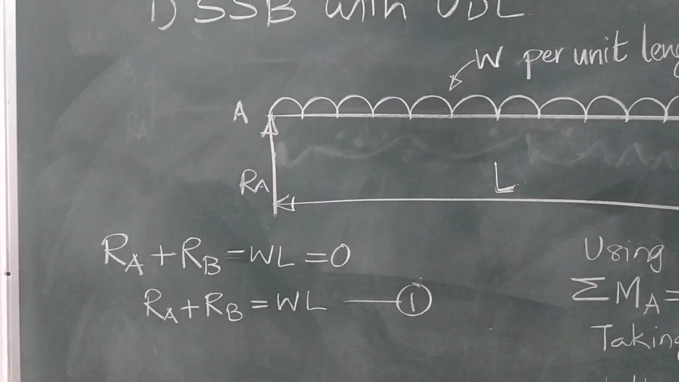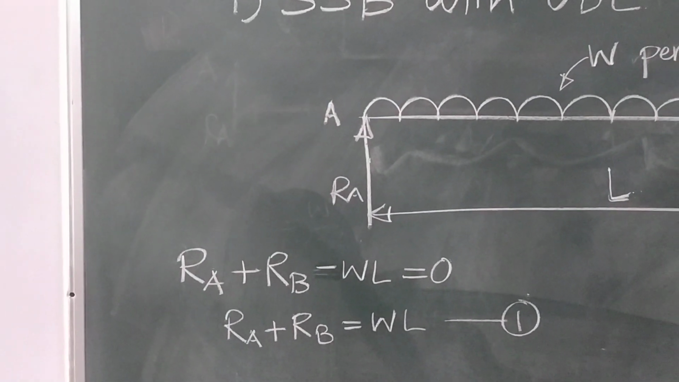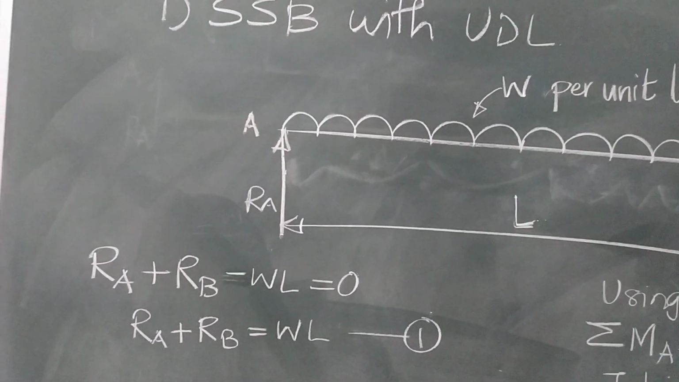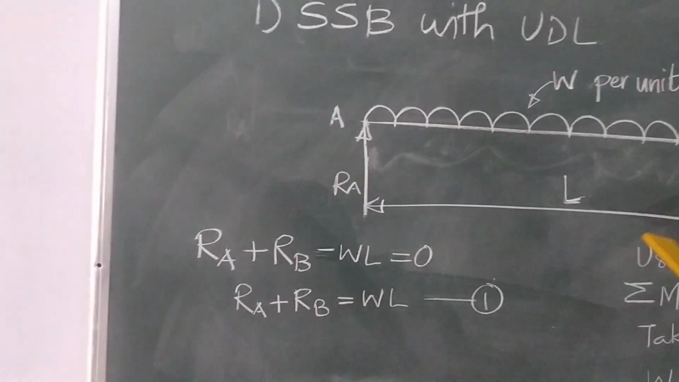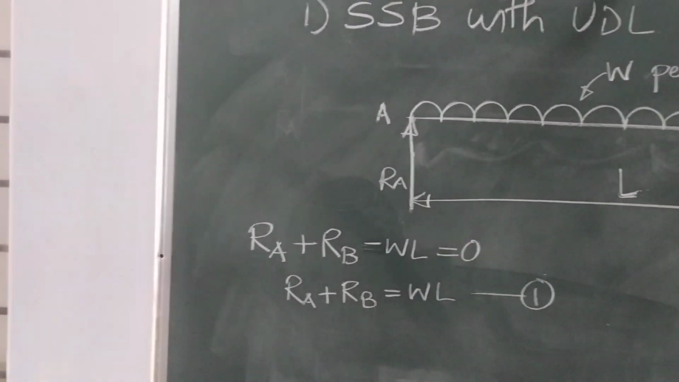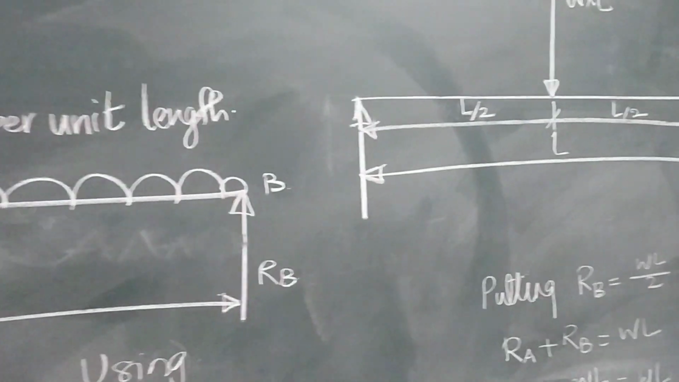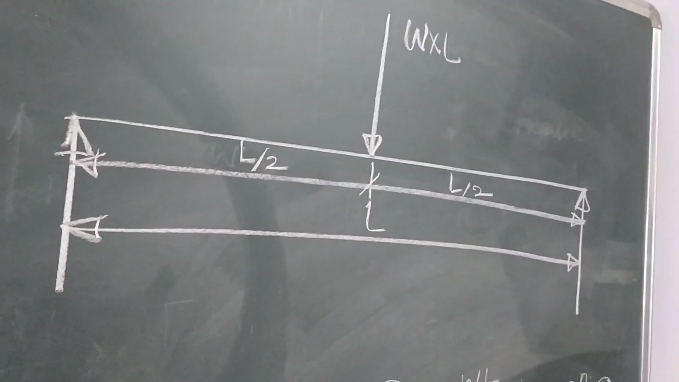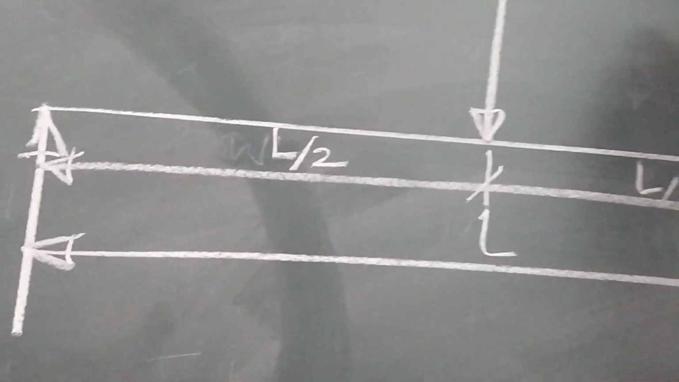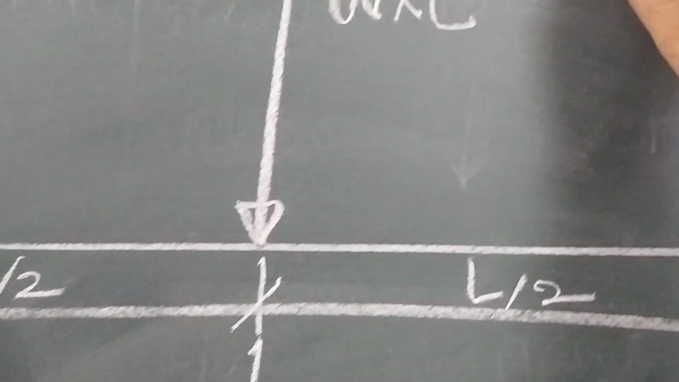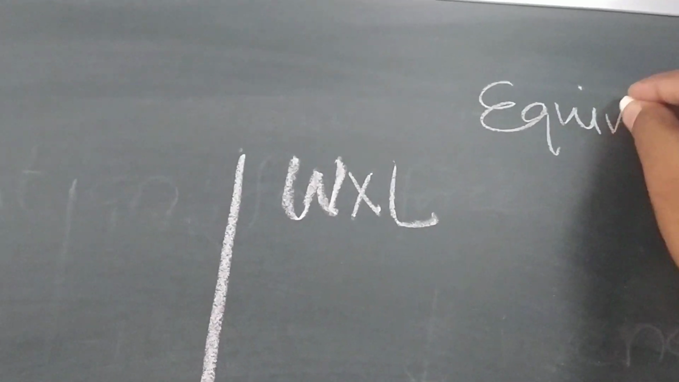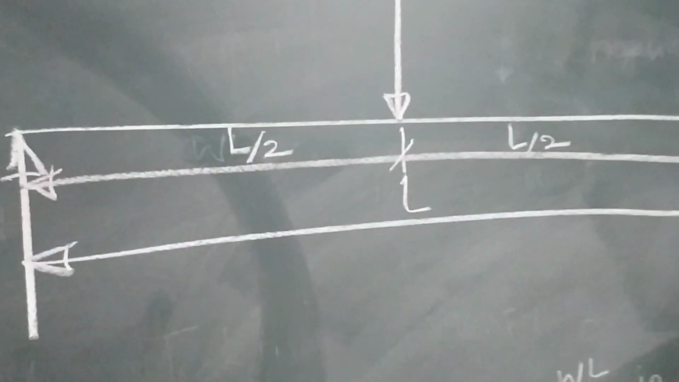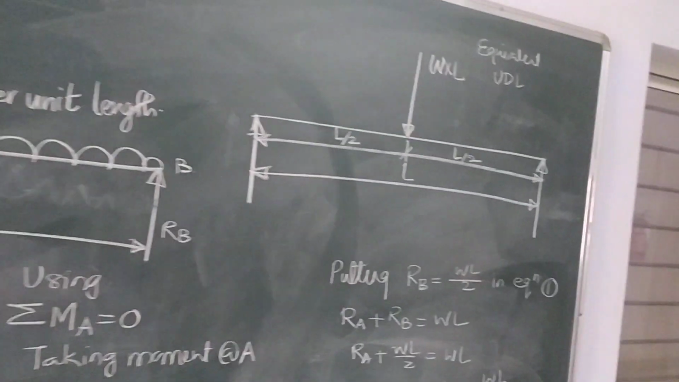Now, using our usual notations, we have RA plus RB minus WL equal to 0. Why minus WL? It is downward and it will act as an equivalent UDL. We have drawn this figure before solving the problem. This is the equivalent UDL diagram. This is W per unit length.